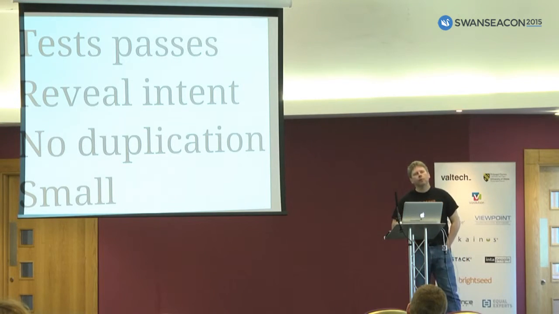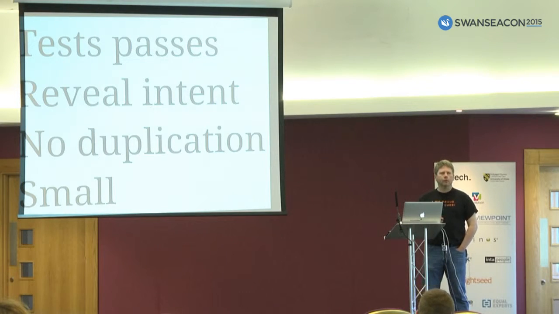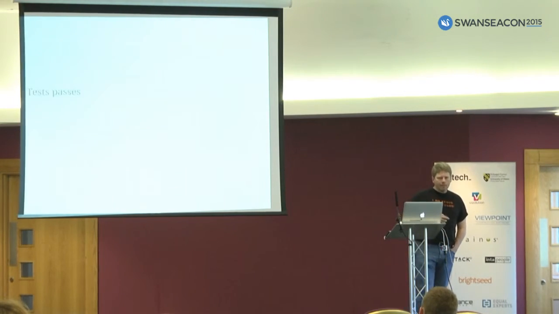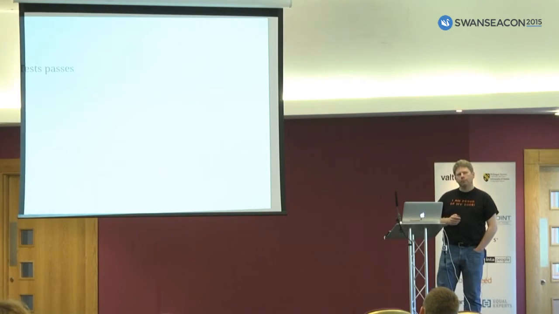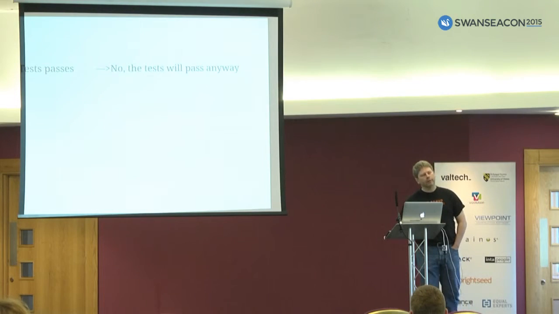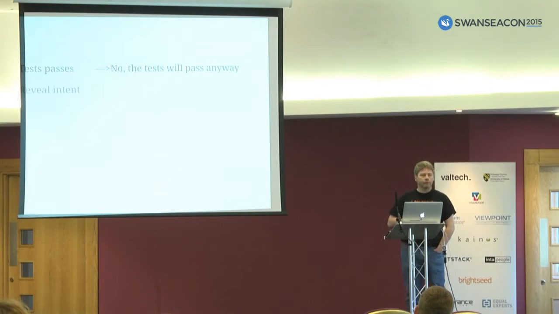That's good. Code should reveal intent. It should be very clear what we mean when we read the code. So good naming, good variables are very, very important. We should also avoid duplication. And things should be small. Well, tests pass. Will that help us not breaking Law of Demeter? No. Because it doesn't really matter from the test perspective how we have implemented the production code. So, tests pass, nope, not enough.